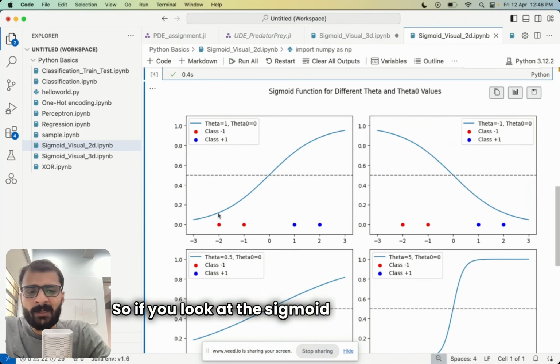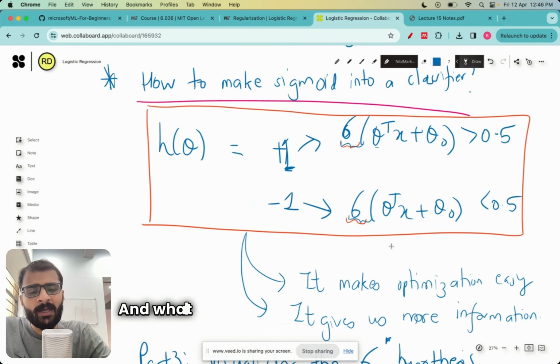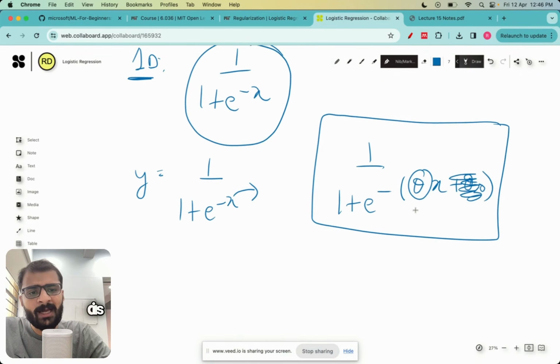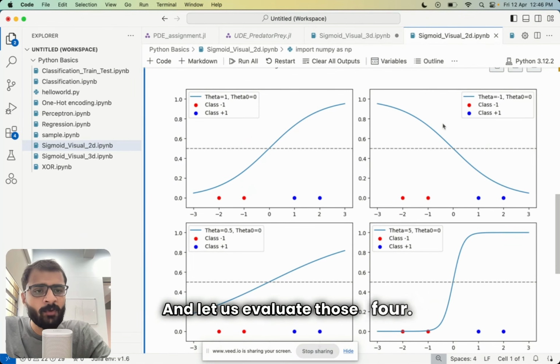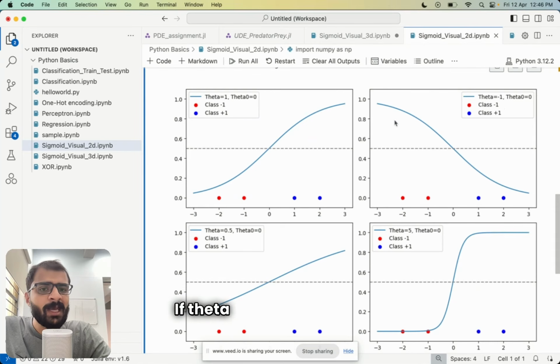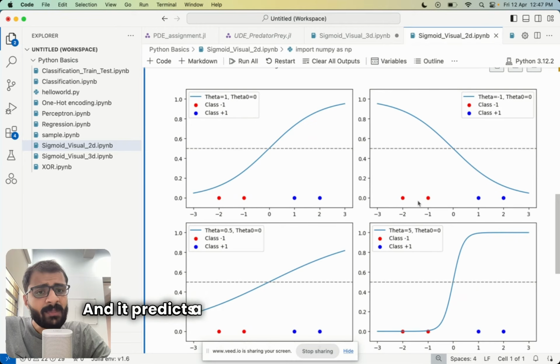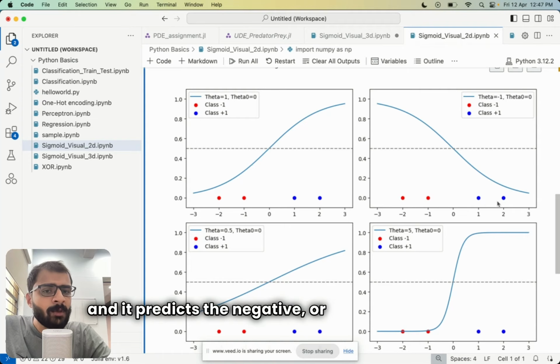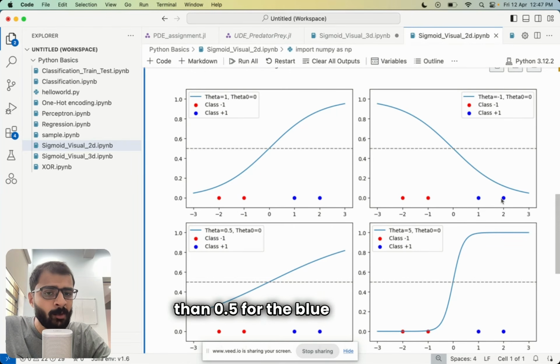So if you look at the sigmoid function, these are different values of theta and theta naught. So theta naught for all cases is 0, and what I've varied in that plot is theta values for four different options, and let us evaluate those four. First of all, let us see this. If theta equal to minus 1, this is the hypothesis class, and it predicts a value greater than 0.5 for these 2 points, and it predicts a value less than 0.5 for the blue points.